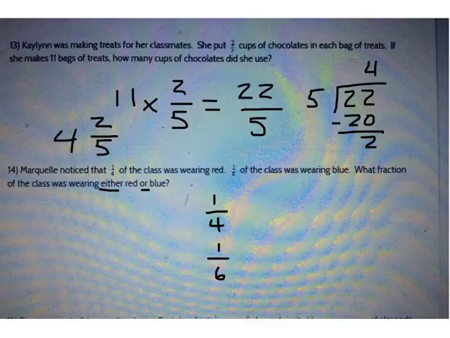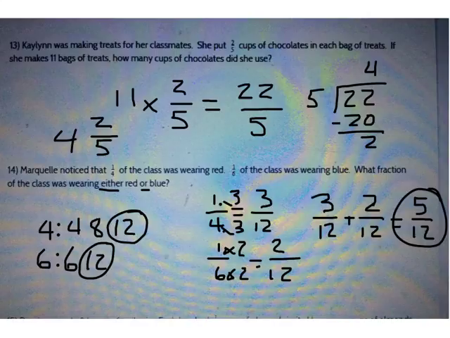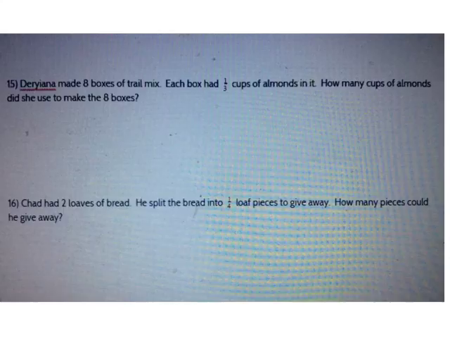Go ahead and do that now. Find the least common denominator, change the fractions, and then add. The correct answer is 5/12. Check your work with mine. Let's do 2 more problems.